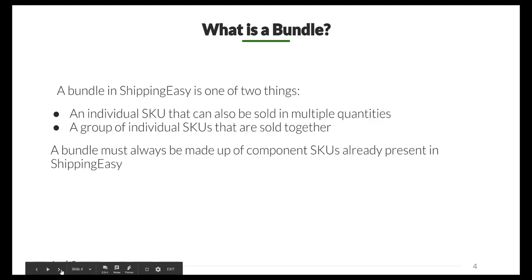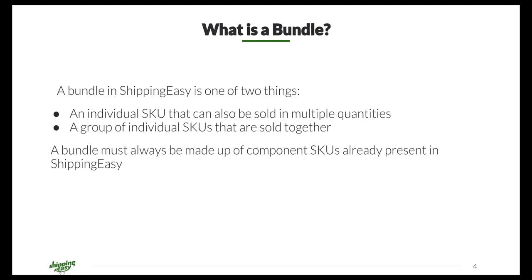So to get us started, what does ShippingEasy see as a bundle? In its simplest form, ShippingEasy sees a bundle as items that can be sold individually as well as collectively. This means that so long as you have products listed individually within ShippingEasy with their own SKU numbers, ShippingEasy will be able to support you listing them grouped together as well. As a note, this would not include pre-packaged groupings of products.